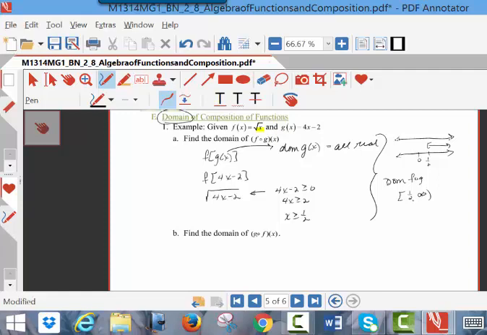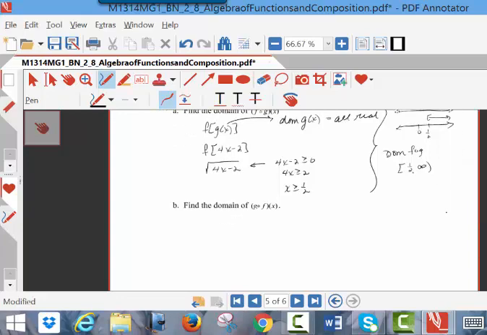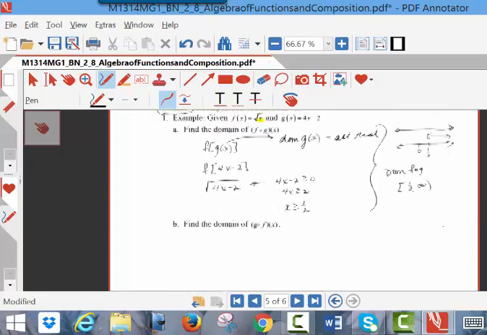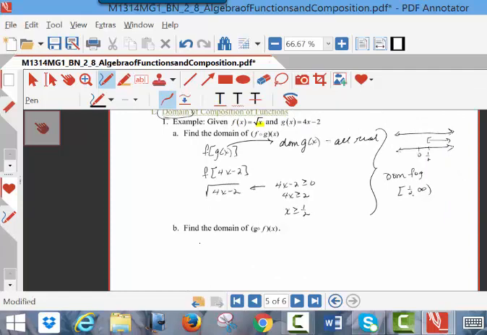Okay, and then when they reverse the composition, the domain is going to change also in part B. I don't want to lose my functions though. Okay, so this one is g of f of x. So if I'm going to start with f of x, I've got to know what the domain of f of x is. Well, we just kind of looked at it. Okay, domain of f of x.